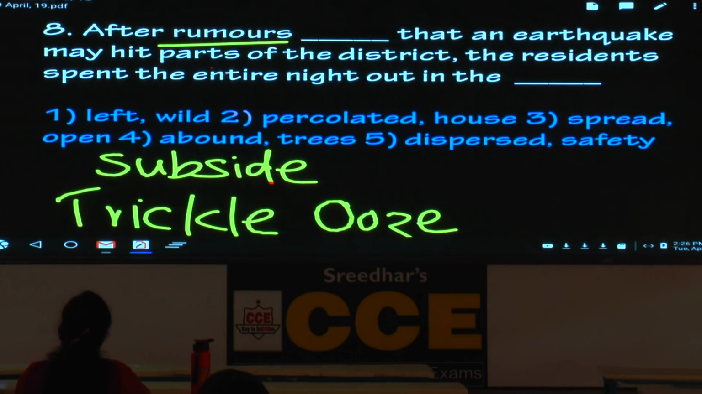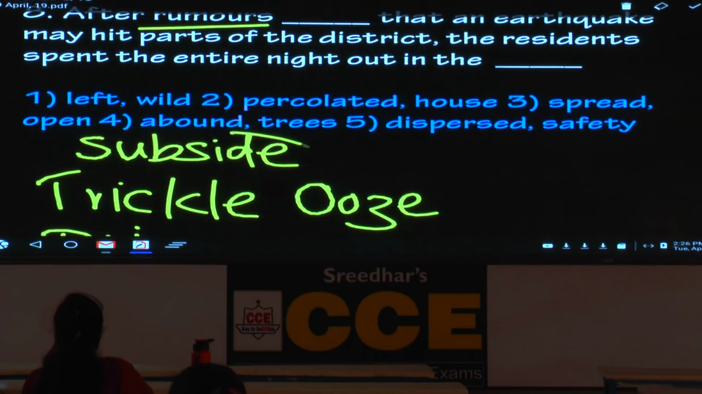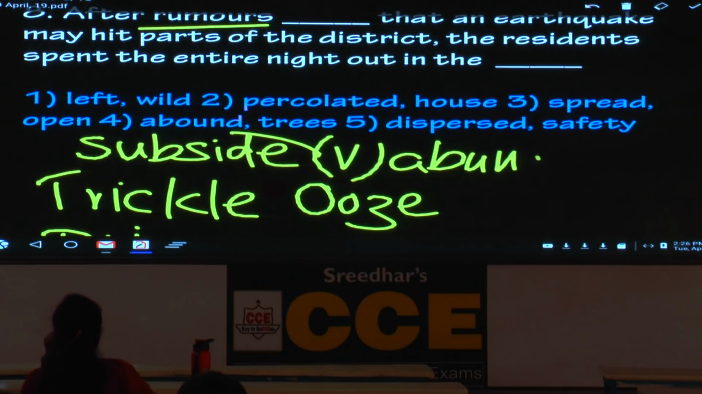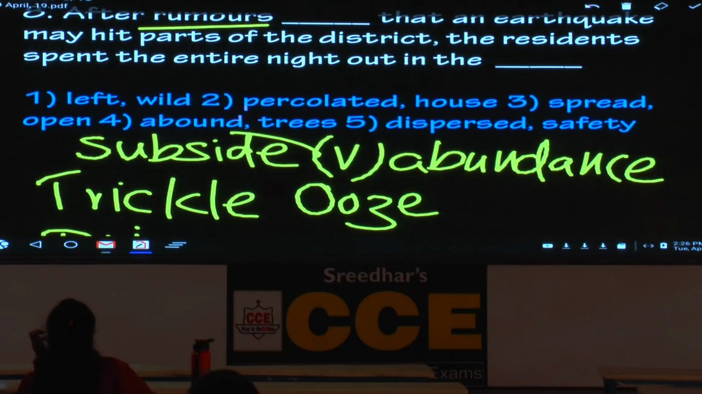Now, third option already we have selected. We'll see the fourth option. After rumors abound, that's an important word. Underline the word abound and write the meaning. First, you write the part of speech. It is a regular verb. What is it? Verb. And write the meaning. To be in excess or abundance. A lot. Abound in something. Excess of something.